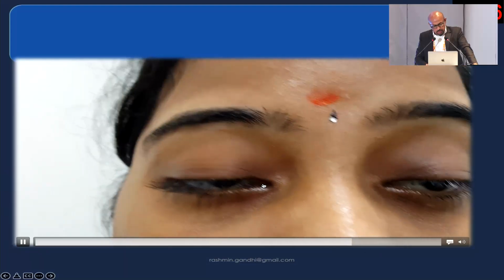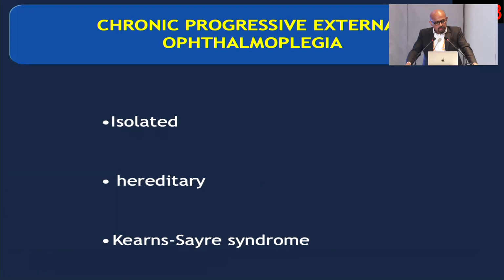So this is an example of a patient with CPEO. Chronic progressive external ophthalmoplegia can be isolated, it can be hereditary, or it can be a part of Kearns-Sayre syndrome, where the patient can have associated heart block.